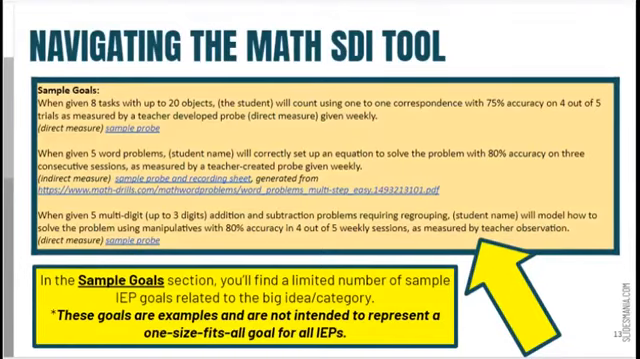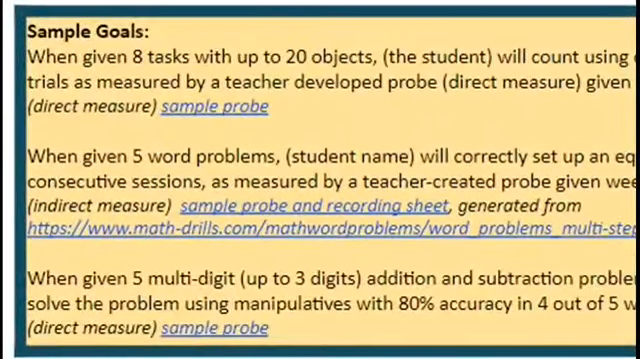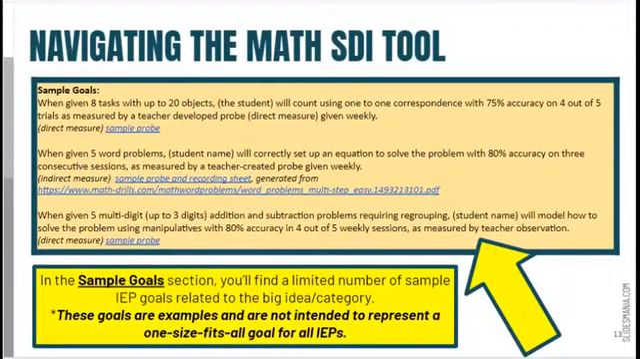Included at the end of each section, there will be sample goals that are specific to the big idea section. The purpose is to demonstrate the connection between the SDI selection process and the IEP goal. These goals are not universal, as each annual goal should be written considering individual student needs and present level data.